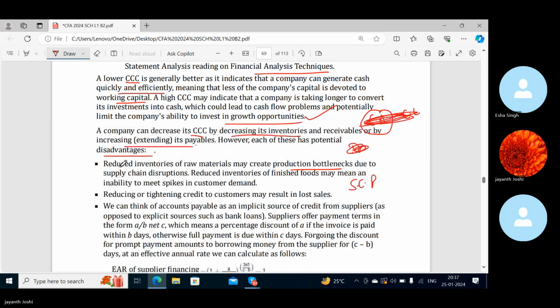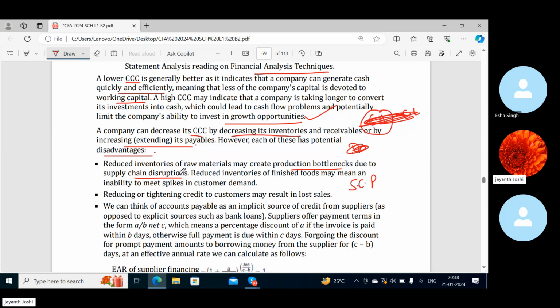So what are the disadvantages? Reduced inventory of raw material may create production bottlenecks. That means you have less inventory, so you may face shortage. You may produce less, and there'll be a shortage of stock in your company, and the customers will be upset and they may look for other sellers, right? Because you don't have adequate inventory. So reduced inventory of raw material may create production bottlenecks due to supply chain disruptions. If the inventories are reduced, then you may have some bottlenecks.